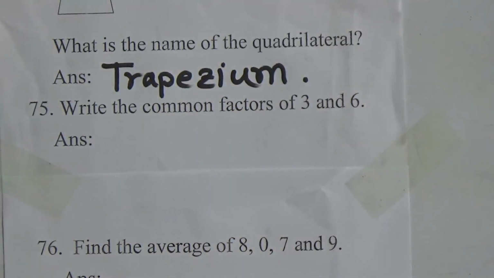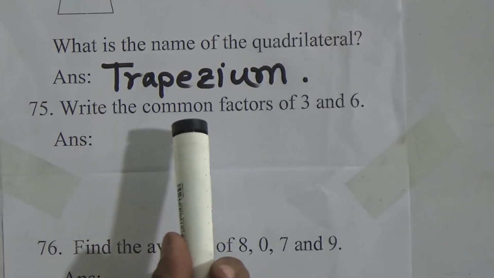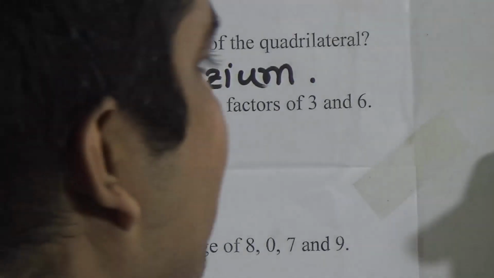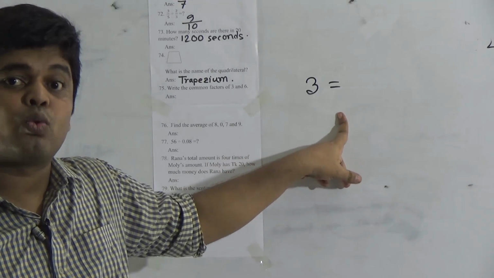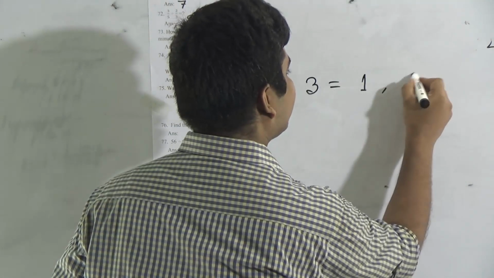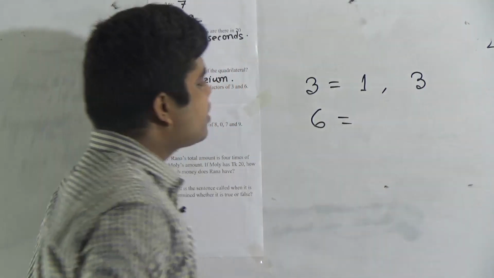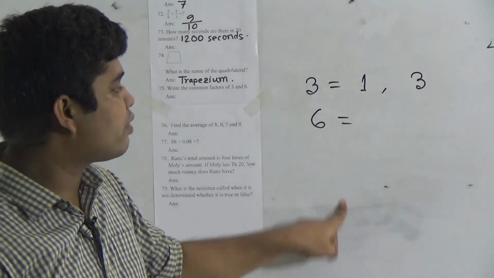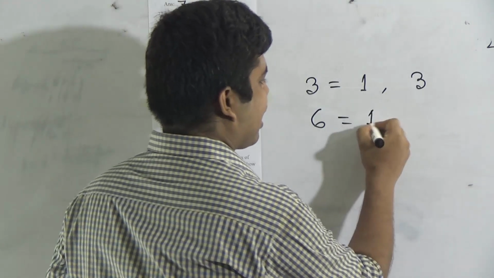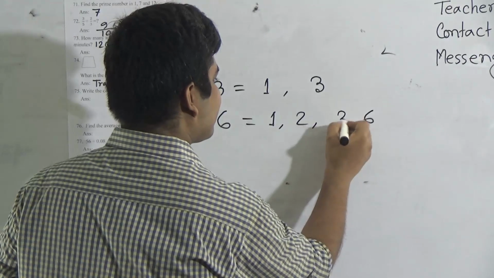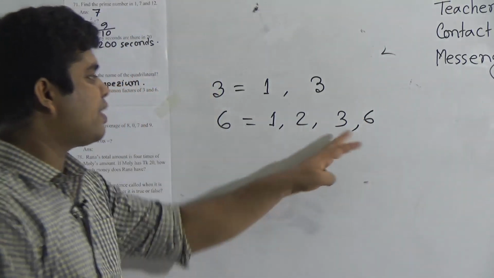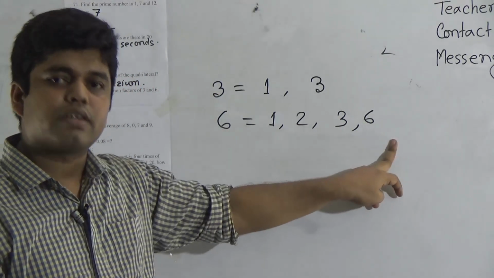Trapezium. Okay. Next, write the common factors of 3 and 6. My dear students, we need to write the common factors of 3 and 6. 3 is a prime number. For this reason, it has only 2 factors, 1 and itself. So write 1 and 3. Again 6. 6 is a composite number, so it has many factors. So we write first 1 and 6. Then 2 and 3. 2 3s are 6. That means these are the factors. Factor means 6 is divisible by this number.